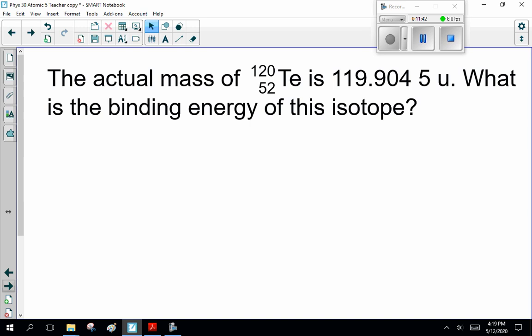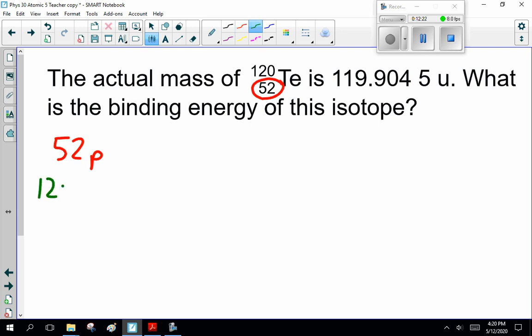Let's do a couple of examples. Here, the actual mass of tellurium-120 is 119.9045 atomic mass units. I've got to double check, did I pronounce that correctly? Tellurium, sorry, forgive me, I used to teach chemistry. What is the binding energy of this isotope? So, how much mass is missing? Now, tellurium has 52 protons, and 120 minus 52 is 68 neutrons. So we have to figure out the theoretical mass.